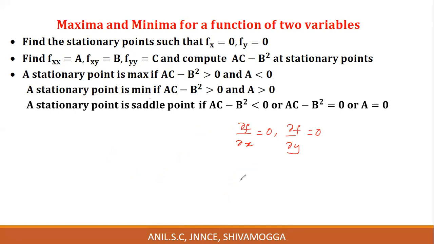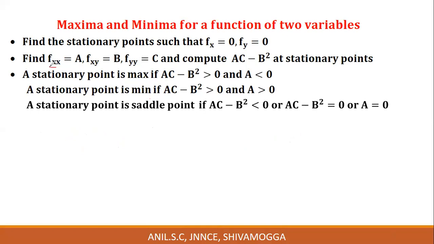By solving these two equations, we get a set of points like this: (x1, y1), and so on. These points are called stationary points. There may be a maximum point, there may be a minimum point, or there may be neither a maximum nor a minimum point. Such points are called saddle points, which are neither minimum nor maximum.